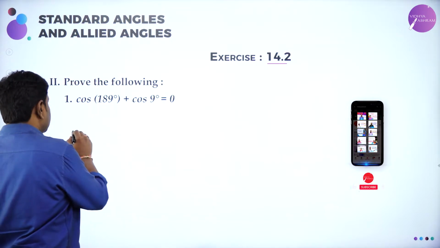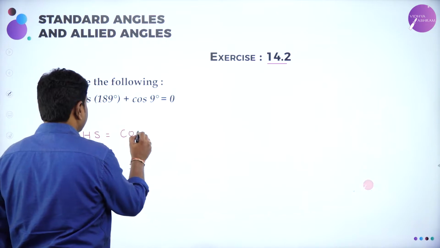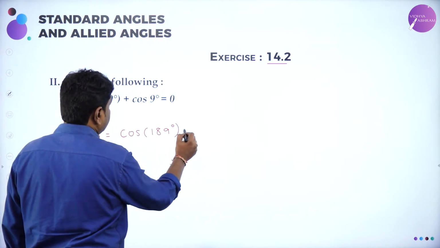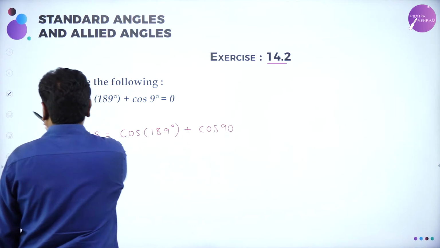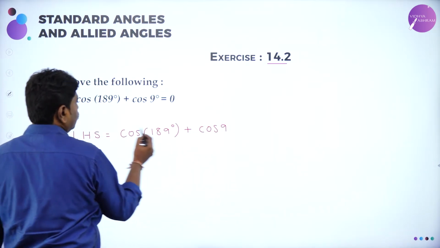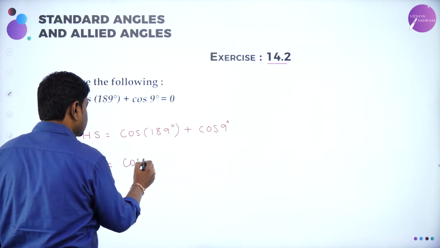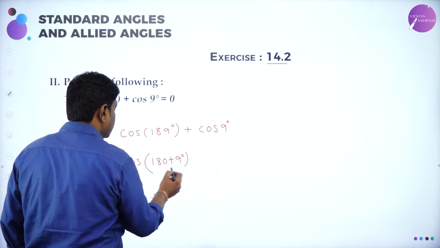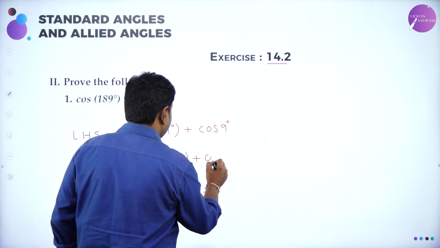So in order to prove this as 0, we'll take LHS. So in LHS we have cos of 189 degree plus cos 9 degree. So dear students, all of you know, cos 189 is near to what? Cos 180. 180 is a standard angle. 180 plus 9 degree, can I write? Number 189, I am writing 180 plus 9 and I am retaining cos 9 degree.